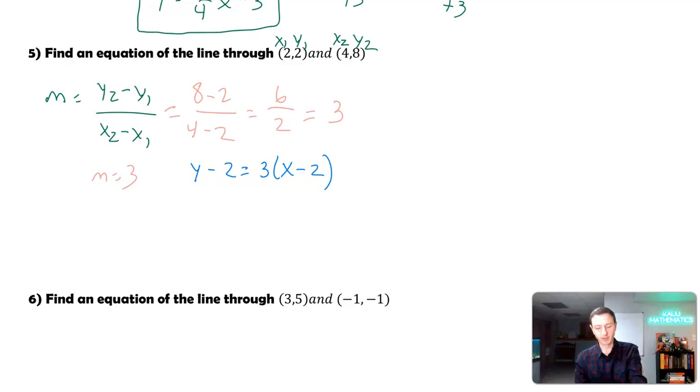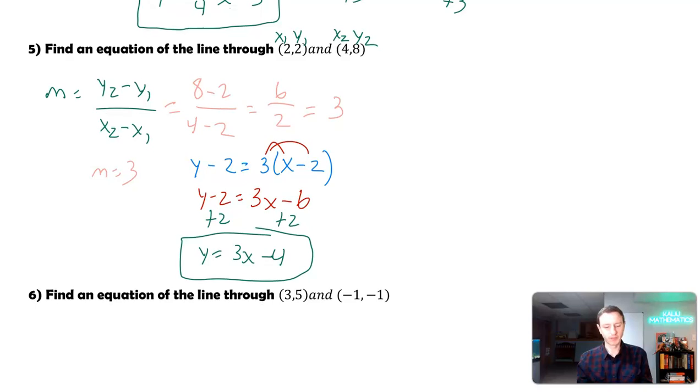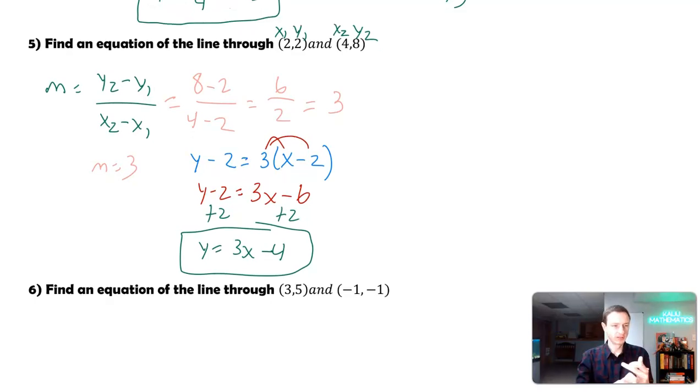Now we have point slope, much more manageable than the last one, because the last one we had a fraction, but it wasn't super difficult or anything, but a little bit more manageable. So 3 times x is 3x, 3 times negative 2 is negative 6. Add over that 2, y equals 3x, negative 6 plus 2 is negative 4. So here would be our slope-intercept form of the equation. Good problem there. We got to get slope, get point slope, and then solve it for slope-intercept.